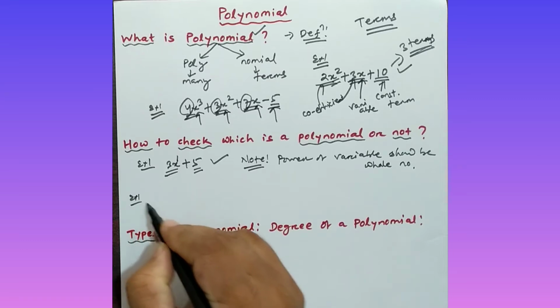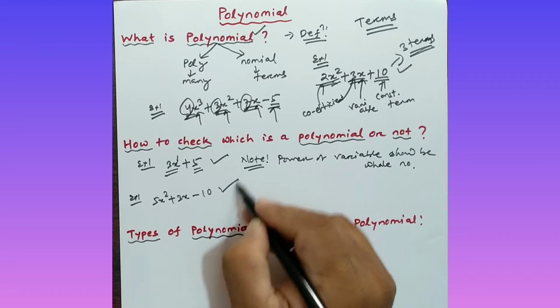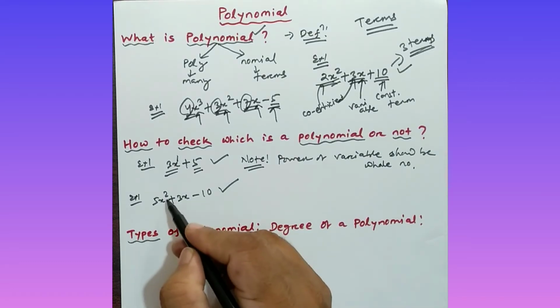Another example, let's suppose I am saying 5x square plus 3x minus 10. It is a polynomial. Yes. Look at the power part here, that is 2.